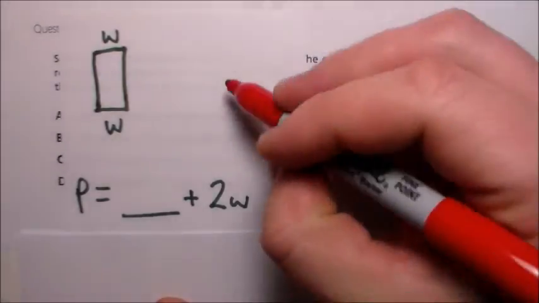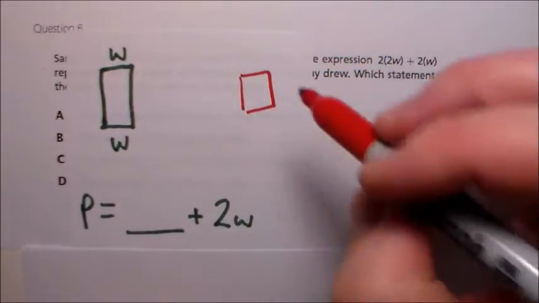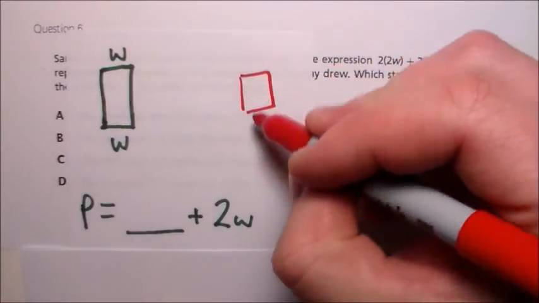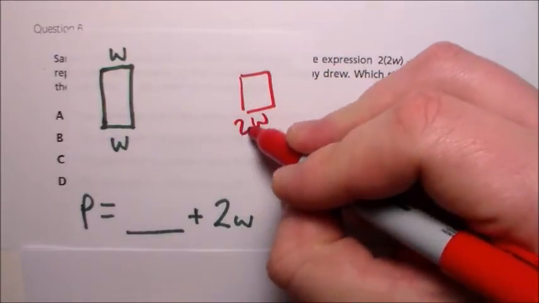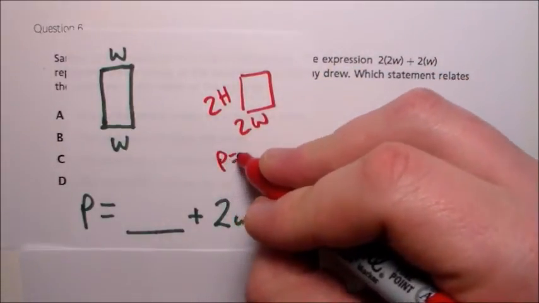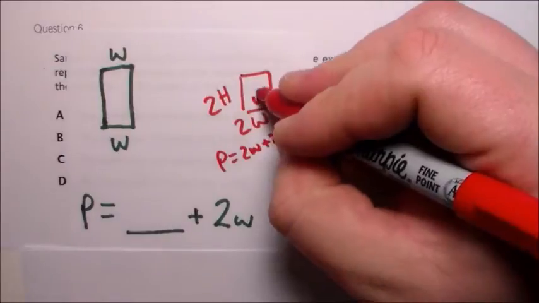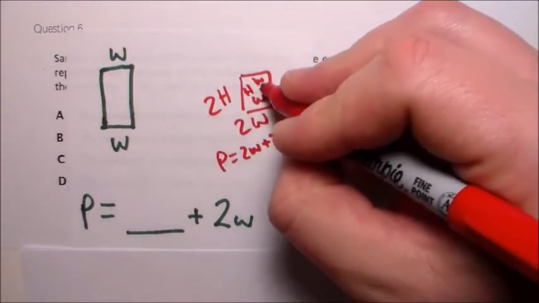Well, you know the perimeter of any rectangle is going to be, let's say, the width times 2 and then the height times 2, right? The perimeter is going to equal the width times 2 and the height times 2, because you have width, height.